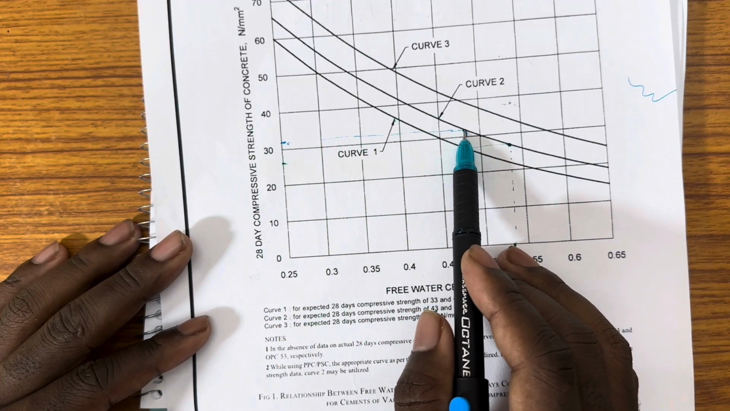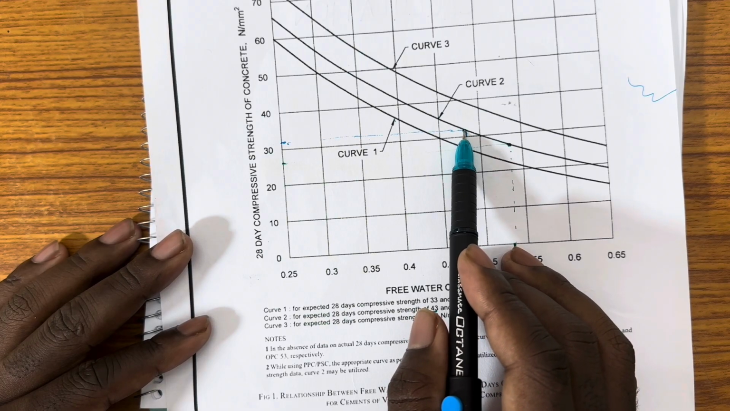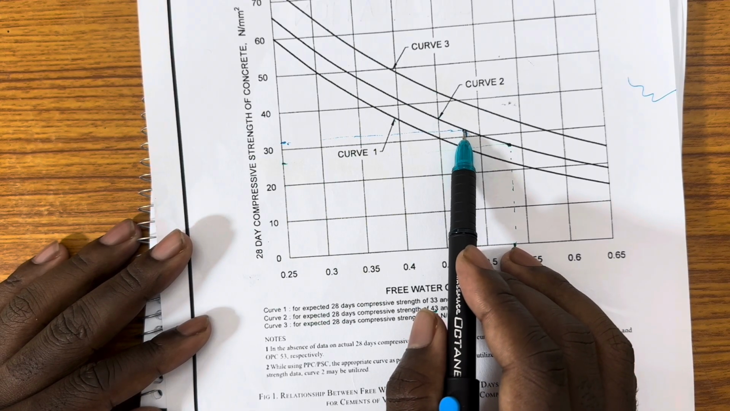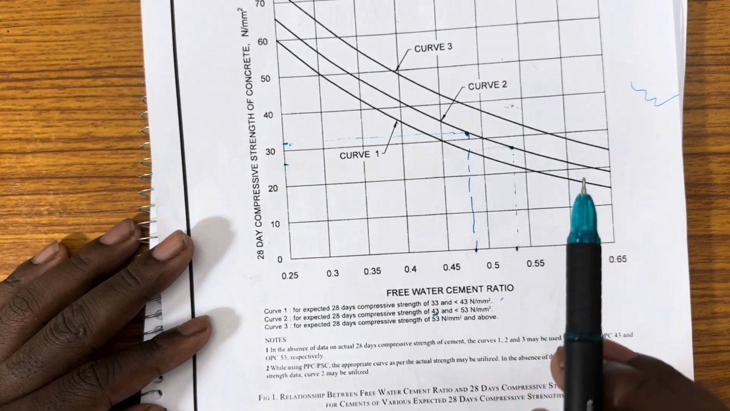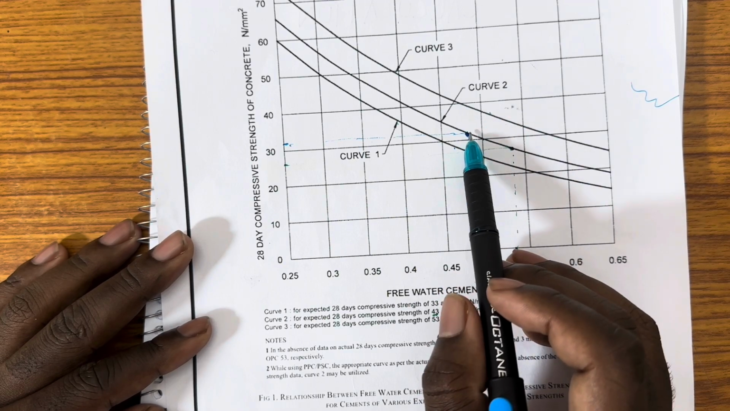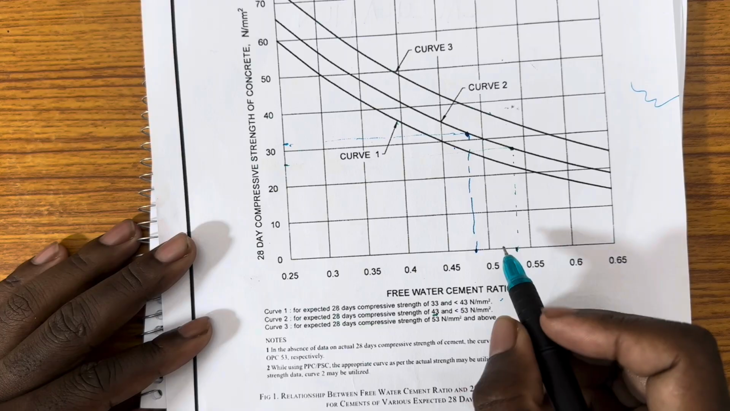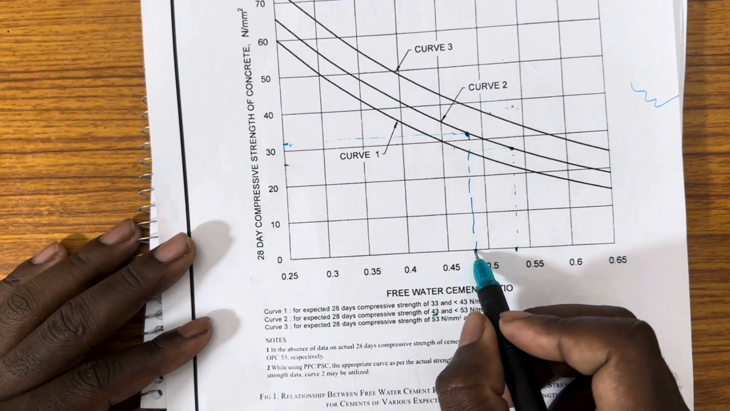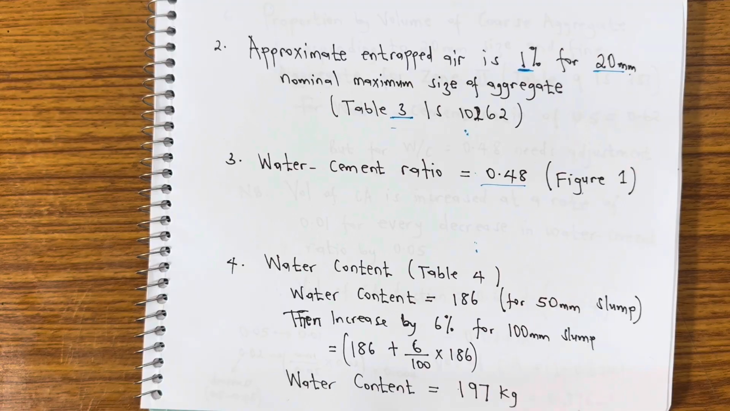Why are we using the second curve? I explained it in the first video. It is because the grade of cement that we're using for this particular case is grade 43, because the grades are 33, 43 and 53. So we're using grade 43 for the cement. So our water cement ratio is 0.48. That is why I have this.